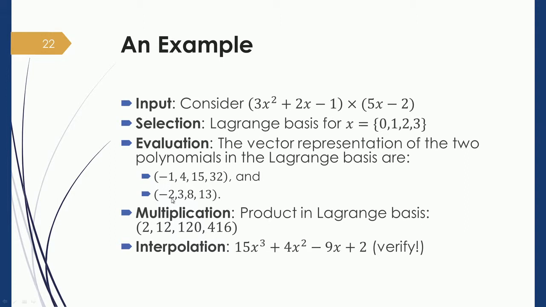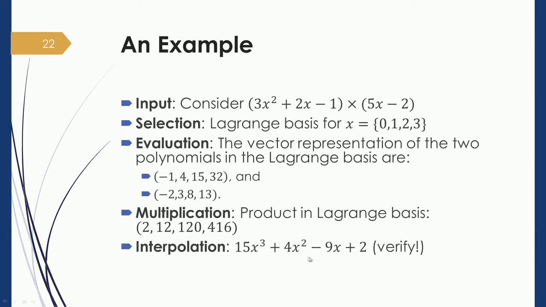So minus 1 times minus 2 is 2, and that's going to be the first coordinate of the polynomial in the Lagrange basis. Then 4 times 3 is 12, and that's the second coordinate of the polynomial in the Lagrange basis, and so on. Now that we have this polynomial represented in the Lagrange basis, we need to recover the actual polynomial in the standard basis. And if you perform this recovery, we will notice that it evaluates to 15x cubed plus 4x squared minus 9x plus 2, which is the same as the product of these two polynomials, something that you can quickly verify.